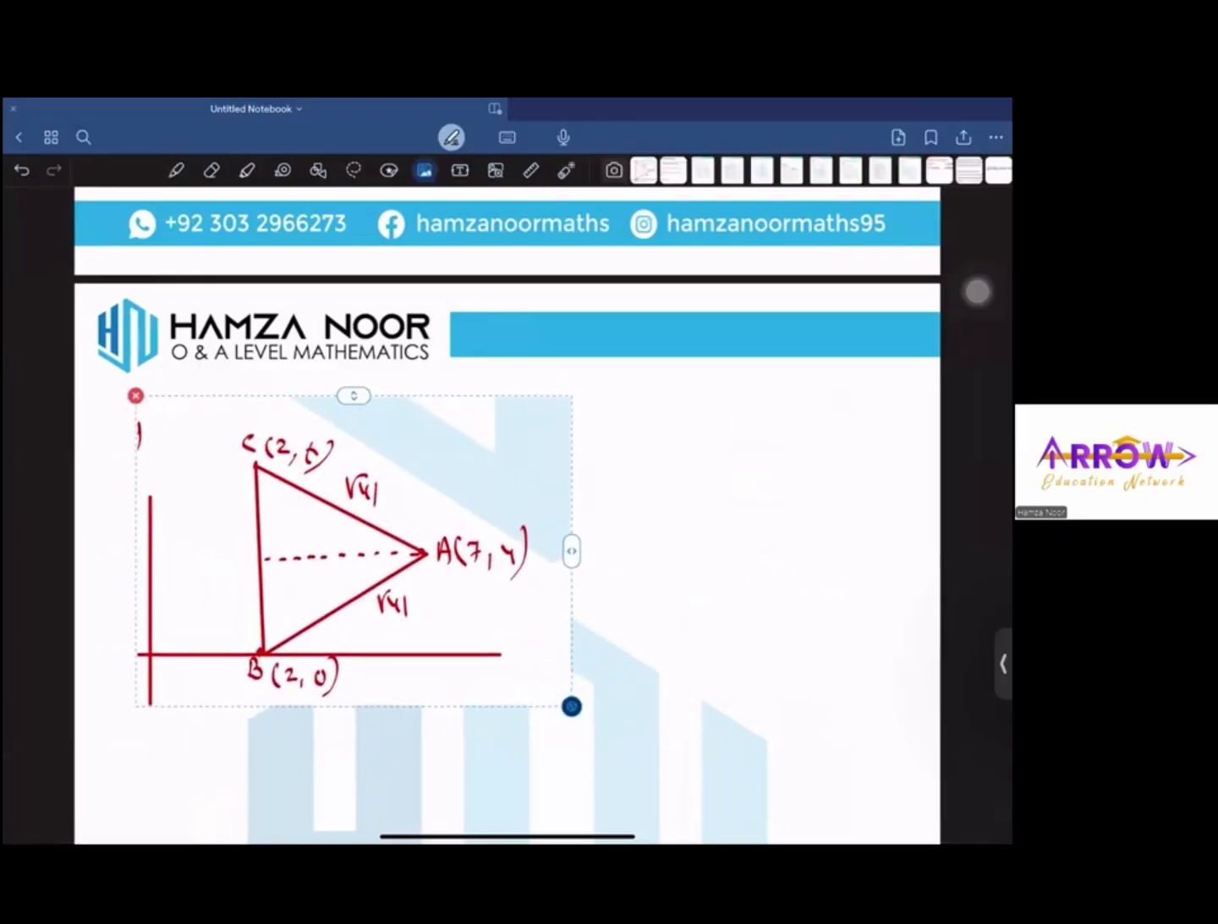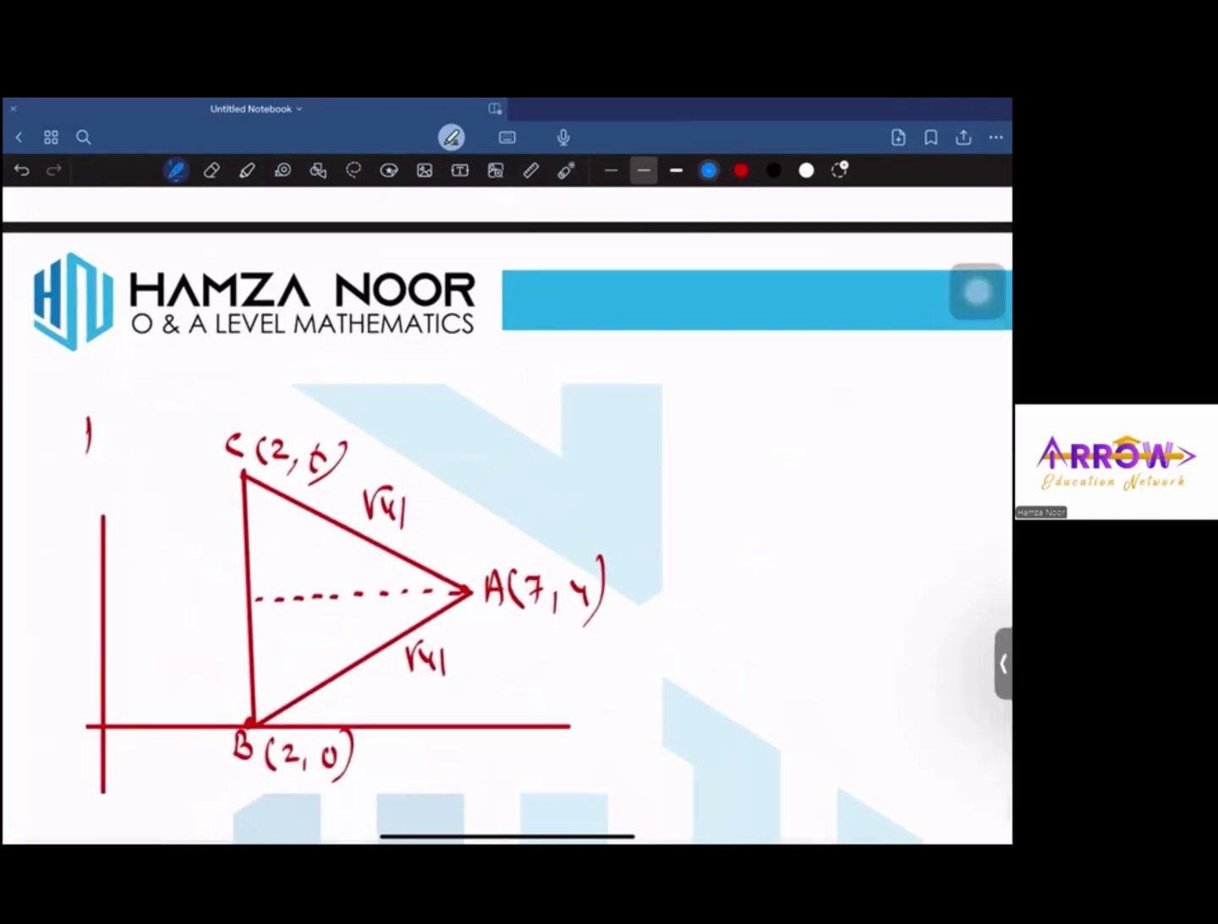Okay, so T is basically 8. So C is now 2 comma 8. Okay, and the base of this triangle is BC, which is equal to 8. We have obtained this, and now we are concerned with finding the height of the triangle, which is basically the perpendicular distance from point A to the line BC. All right, so I can identify that this length is 4.